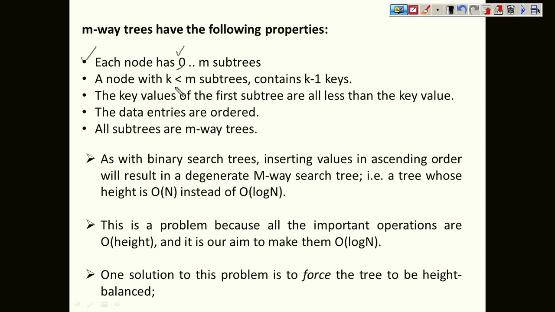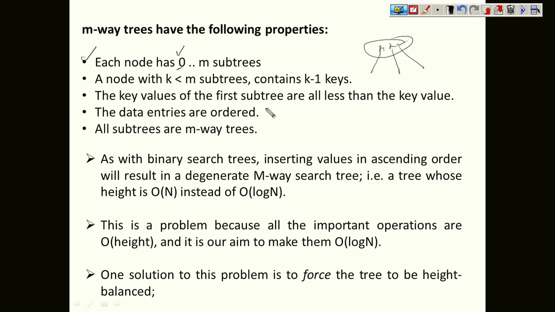A node with k less than m subtrees consists of k minus 1 keys. We have already discussed that whatever the number of subtrees any node has, it will have one less key than the number of subtrees. For example, if a node consists of 3 subtrees, that means this node has 2 values.